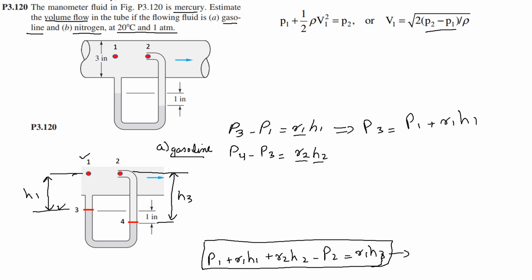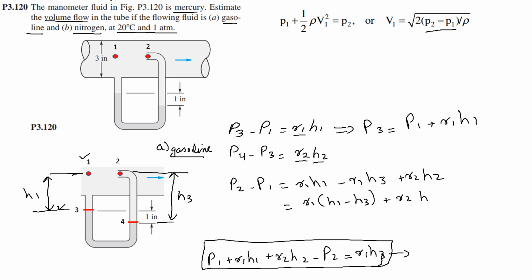So P2 minus P1 will come out to be equal to gamma 1 H1 minus gamma 1 H3 plus gamma 2 H2. So here gamma 1 is common, so gamma 1 will come out as a common factor, H1 minus H3 will remain inside the bracket, and this is gamma 2 H2.